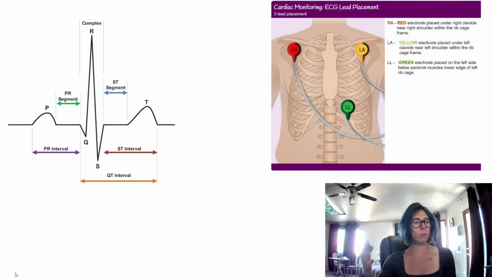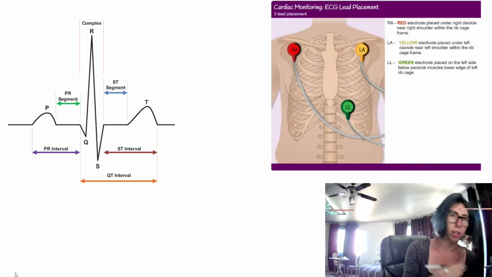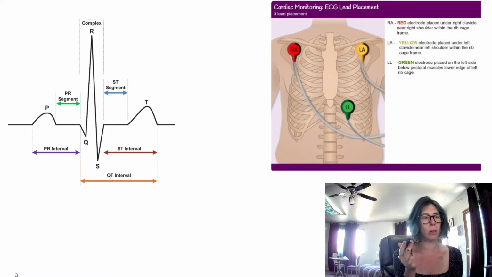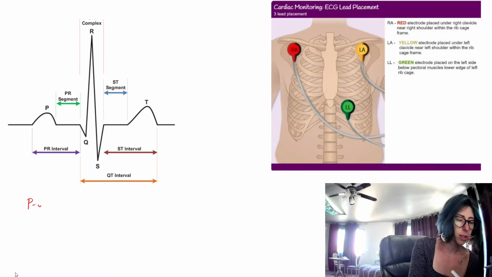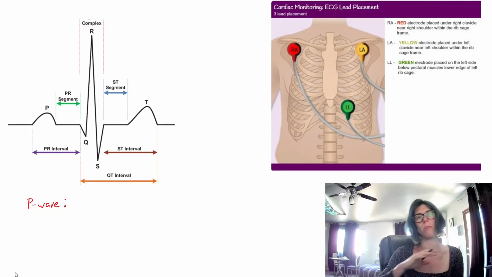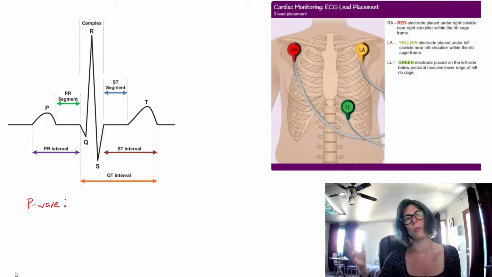So this is a normal EKG, and there are these different waves that are given these different letters. And we're going to focus on the P wave, the QRS complex, and the T wave. So the P wave is showing you the wave of depolarization as it moves through the atria.